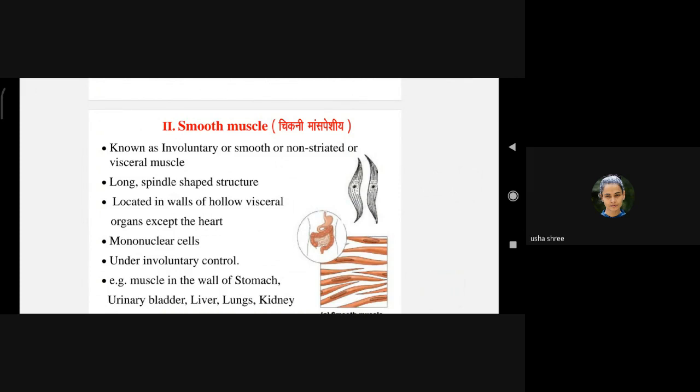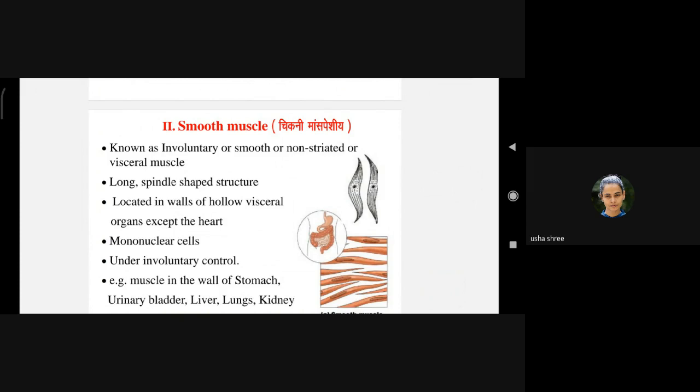Now, long spindle shape structure located in walls of hollow visceral organs except the heart, because the heart has its own type of muscle known as cardiac muscle. Located in walls of hollow visceral organs except heart, mononuclear cells. These smooth muscles are mononucleated, meaning a single nucleus will be found here. Under involuntary control, because we can't control our smooth muscle.